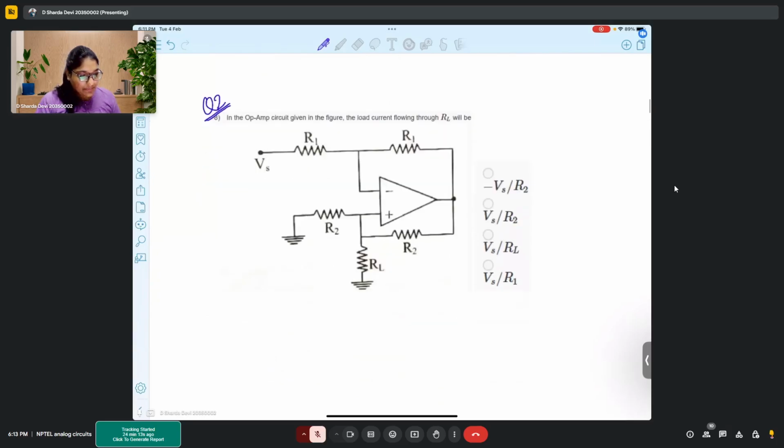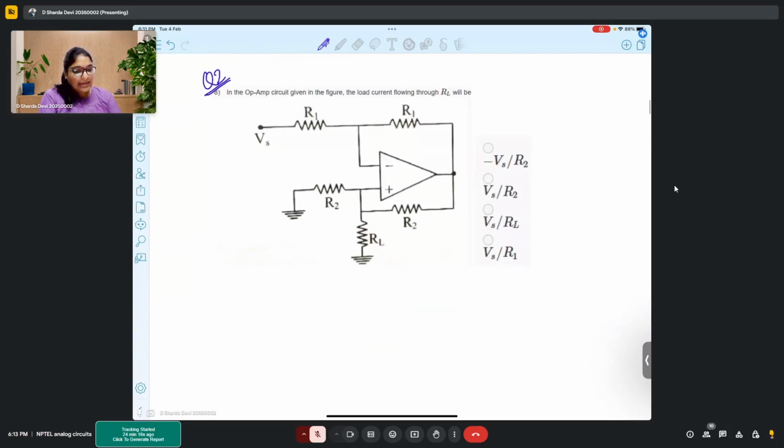So coming to question number 2. Here in this op-amp circuit given in the figure, the load current flowing through RL will be... So we have to find the current flowing through RL. So this is I load. How do we find this current? What can we do to find the current in this particular situation?